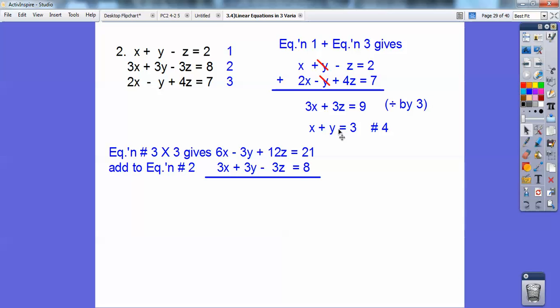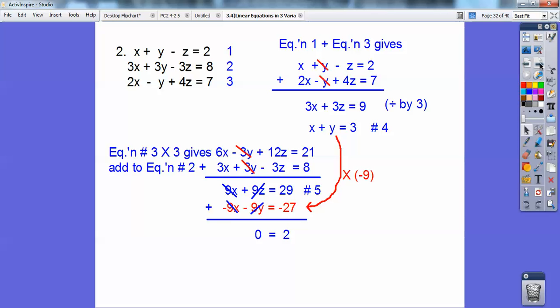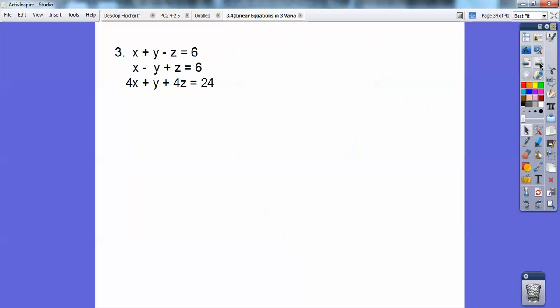Okay, so now I took equation number 3 and multiplied it by 3, because then it'll cancel out with that 3 right there. Okay, when I do that, I get that right there. Now what I'm going to do is take this equation right here, this is equation 5, multiply it by -9, that way it'll cancel out the +9, and check out what happens, you guys. I get 0 equals 2. Well, 0 doesn't equal 2, so that's where you get a no solution right there. So it's one of those parallel planes right there.